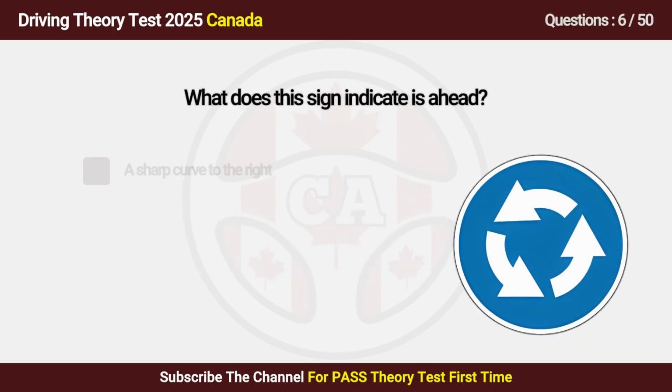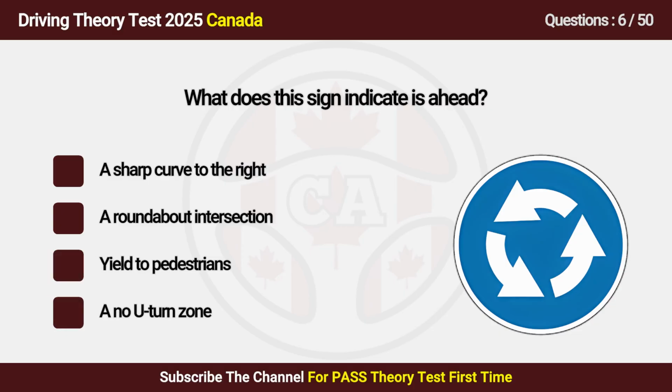Question 6. What does this sign indicate is ahead? A. A sharp curve to the right. B. A roundabout intersection. C. Yield to pedestrians. D. A no U-turn zone.